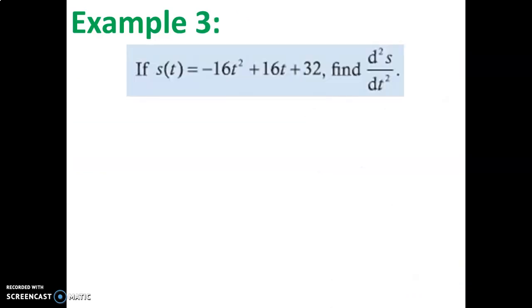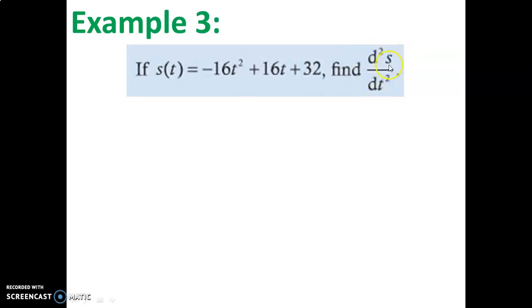All right, example 3. Here we have a function that is not using y or f of x, different notation, but still a function, s of t. And here you notice the independent variable is t. Okay, so it's asking you to find this. Remember, don't be confused by this. This doesn't mean you have to find something and square it and do all these things. No, this just means find the second derivative.